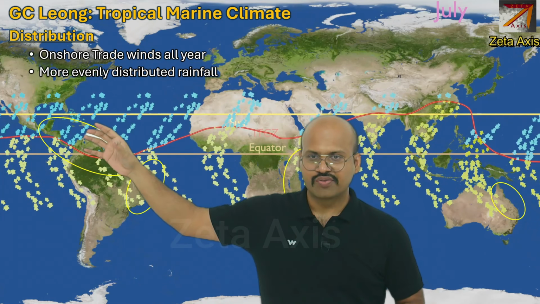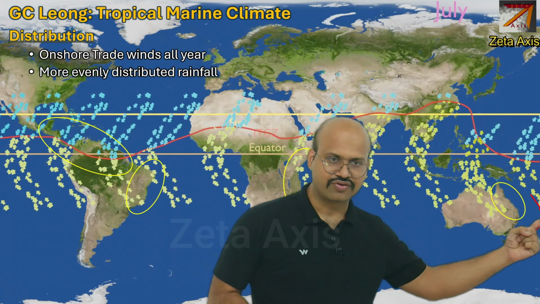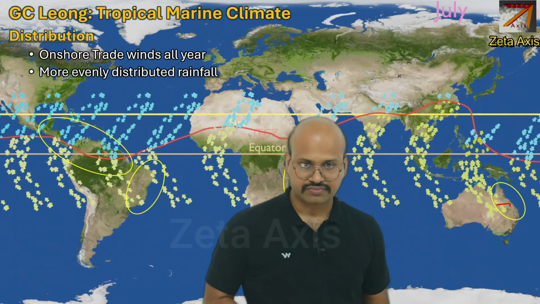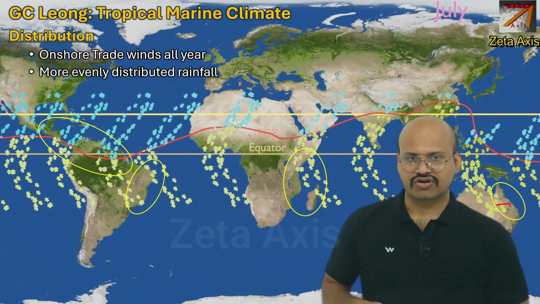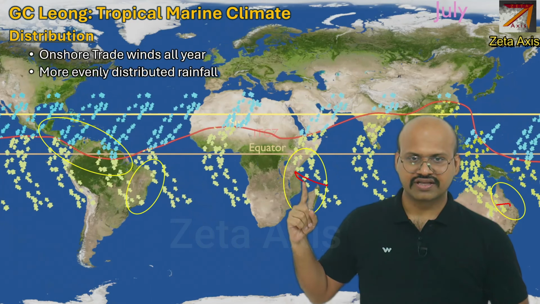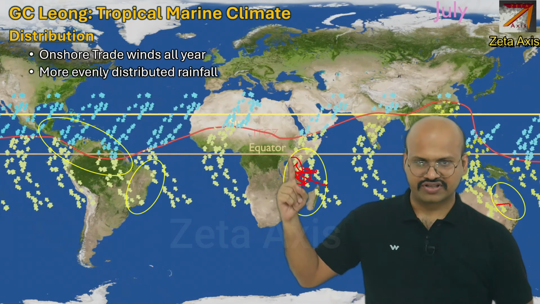Because of this, these trade winds will carry moisture and give rainfall in these regions. Similar cases here, the winds will be flowing from this region towards here, bringing rainfall in the region. And a similar case occurs over here. The winds will be flowing in this direction, thus bringing moisture to the coastal region and giving rainfall in this region.